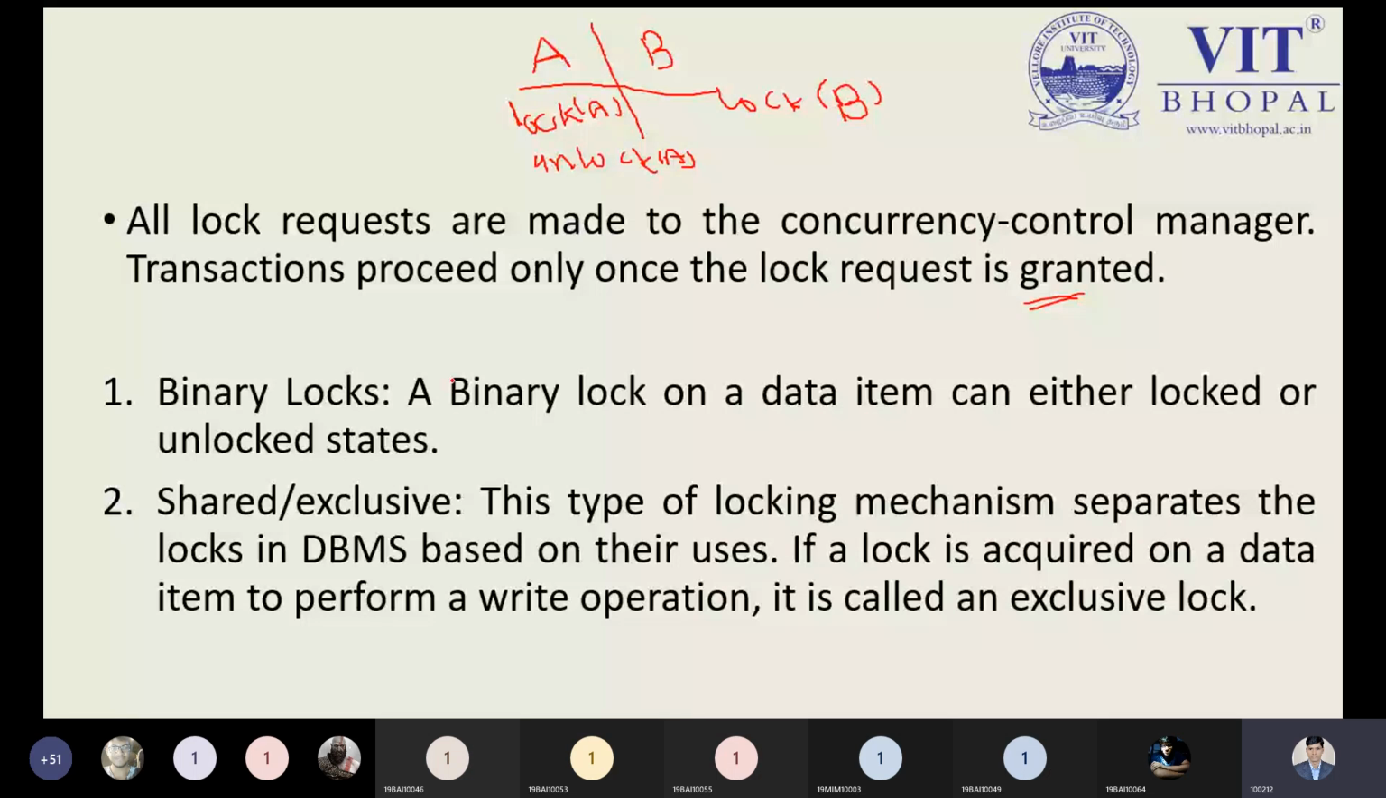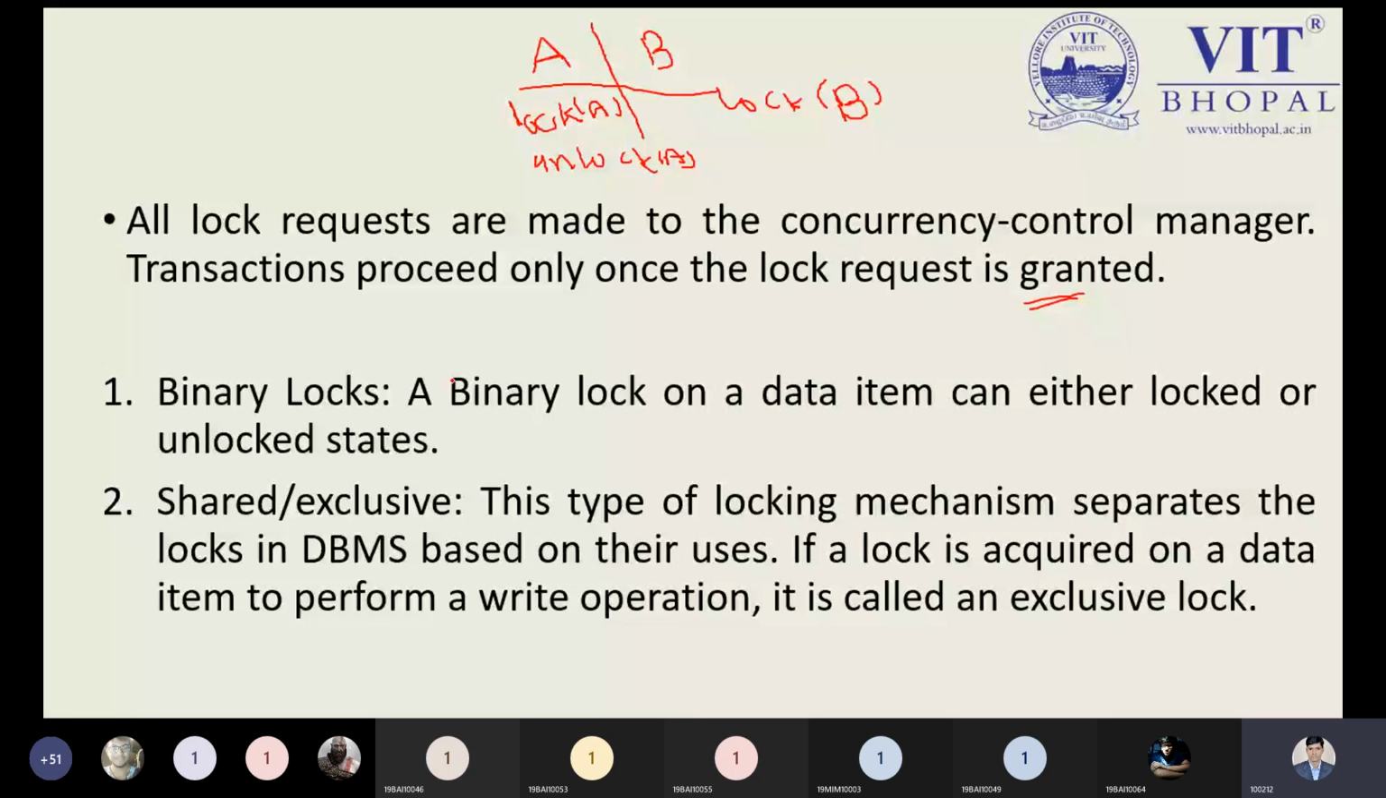So if a transaction is busy with some data, we will lock the data, and the data will not be allowed to be accessed by another transaction. Okay, so this is my point.